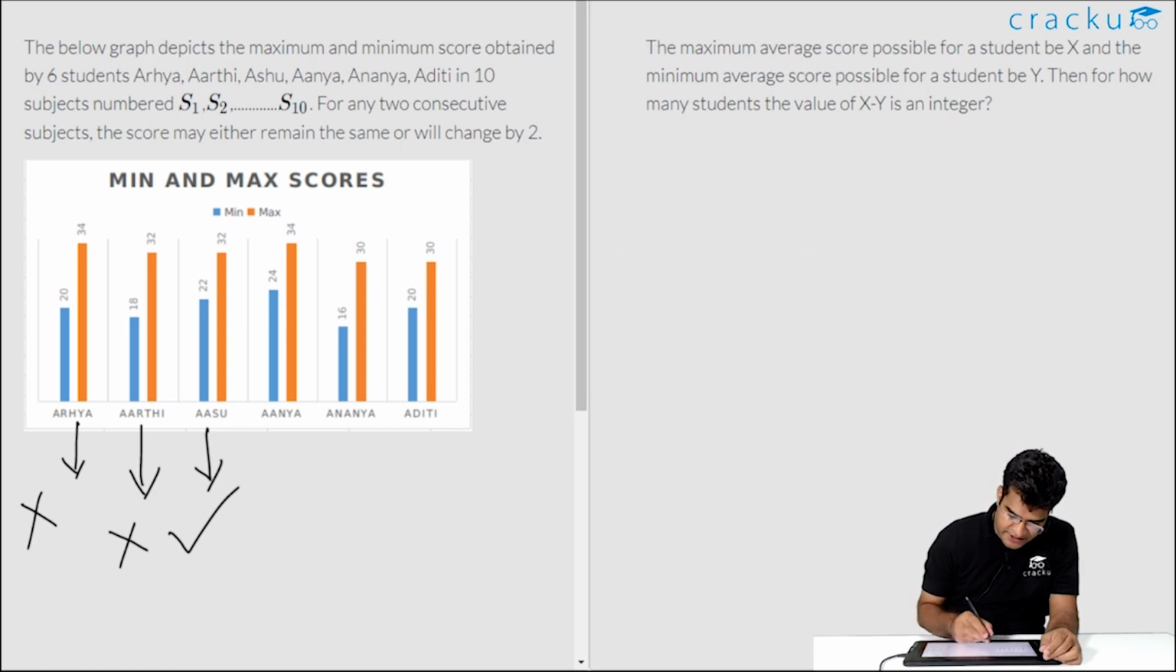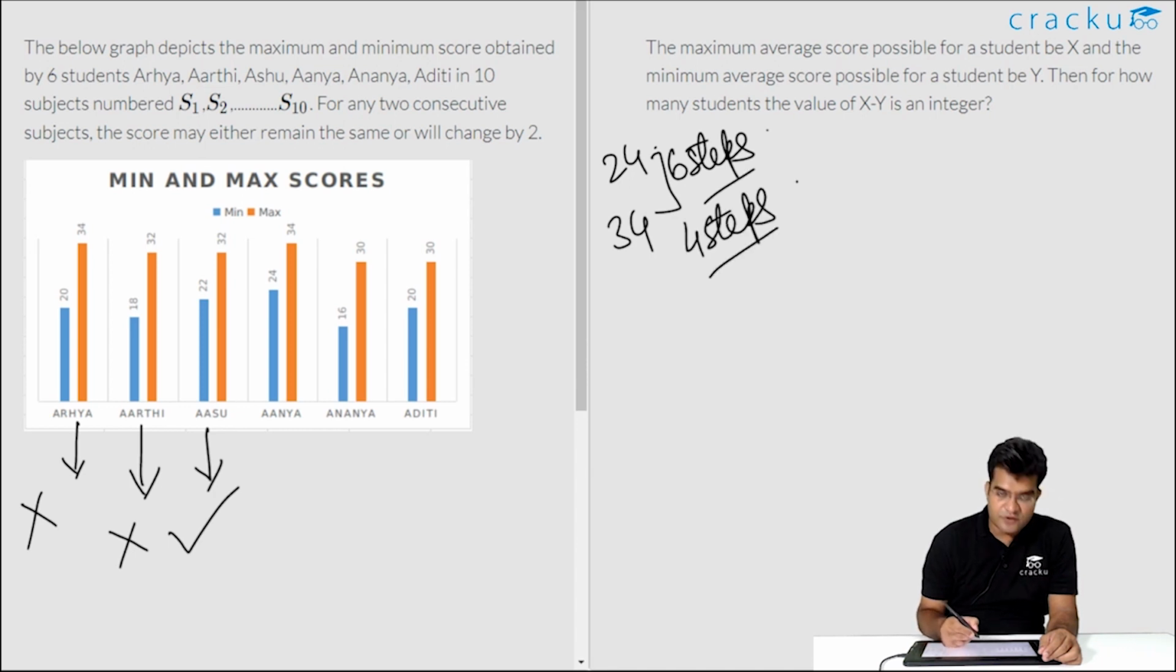Now, if you are looking at Ananya, her minimum is 24 and her maximum is 34. Again, to go from the minimum to maximum, it is going to take her 6 steps. Therefore, there are 4 steps which are in reserve. In order to maximize the sum, all 4 steps should be 34, and in order to minimize the sum, all 4 steps should be 24.